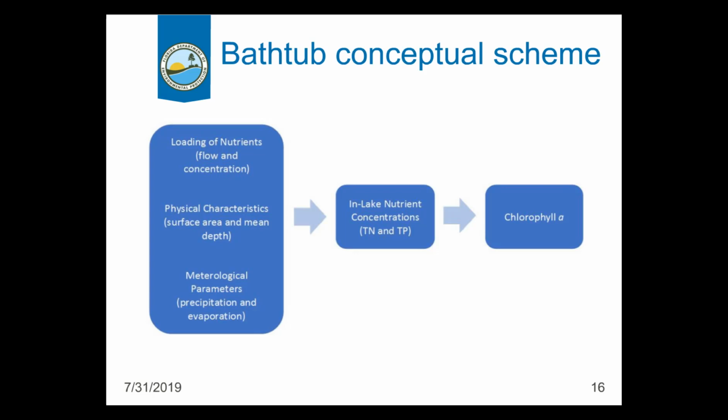So Bathtub is a model that is a hybrid of a mass balance calculation type model with empirical driving functions. I'll describe that in a little bit more detail, but in terms of estimating concentration, we need to know the flow and nutrient loading from the watershed, the dimensionality of the water body in question, and then information about precipitation and evaporation, and that will predict in-lake concentrations. From those concentrations, Bathtub uses observed relationships to real-world water quality data to predict chlorophyll.